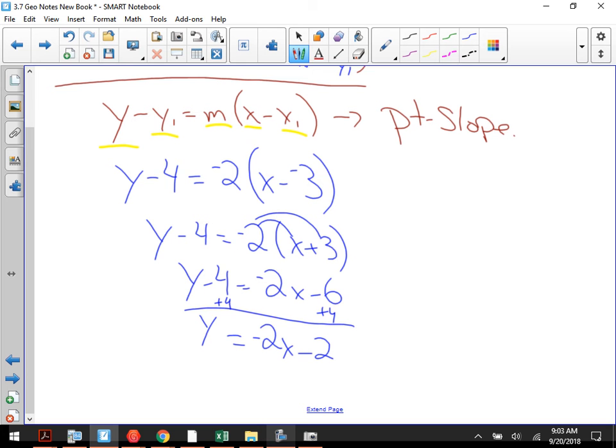You get y equals -2x minus 2. That's the equation of the line that has the slope of -2 and contains the point (-3, 4).